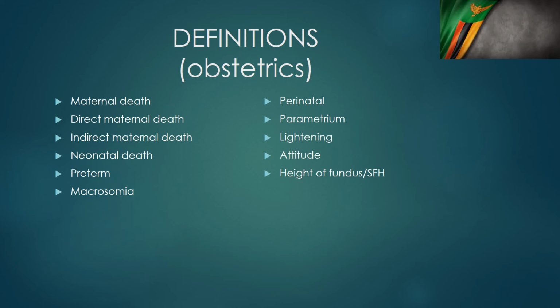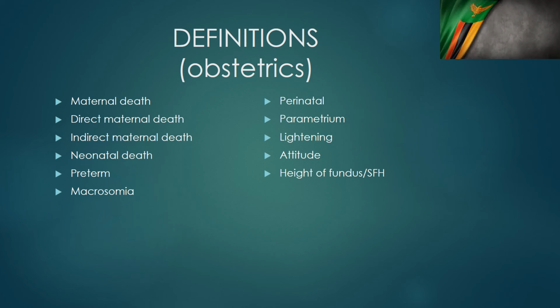Attitude is the relationship of the fetal parts to each other, and normally when we talk about attitude, we are usually referring to flexion. So if the head of the fetus is properly flexed, we say that's a good attitude. When it's extended, we say that is a bad attitude. So attitude is the relationship of the fetal parts kind of to each other. That's a good way to define it.